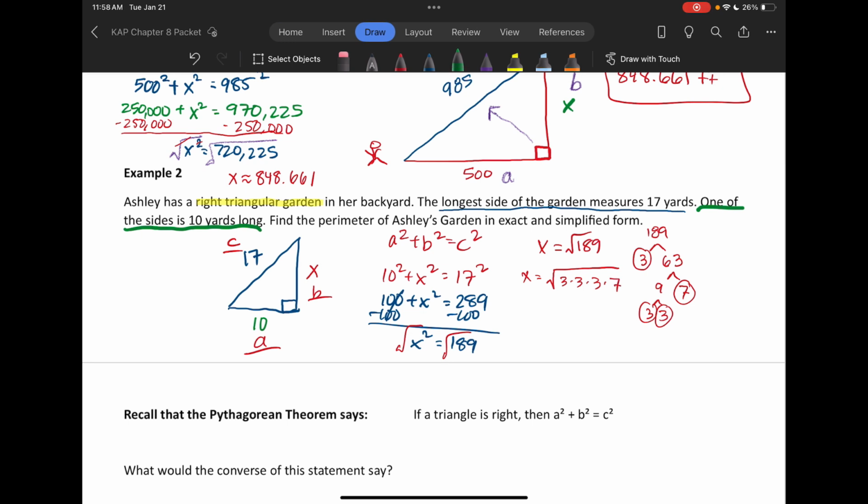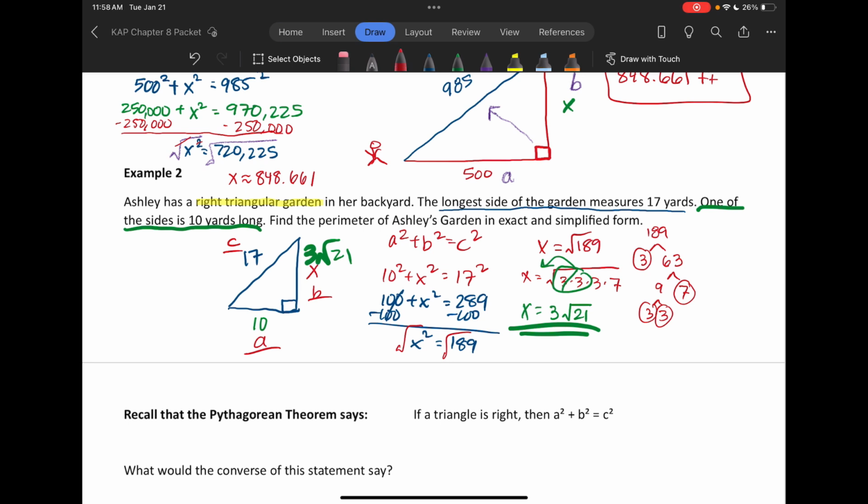So rewriting this as a product of prime numbers becomes 3 times 3 times 3 times 7, which we can see here I have a pair of 3's. So that means 1 3 comes out, and we're left with 1 3 on the outside. Underneath the square root, all we have remaining is 3 times 7, which is 21. So the height that we were missing there, we can now understand that that is 3 square root of 21.